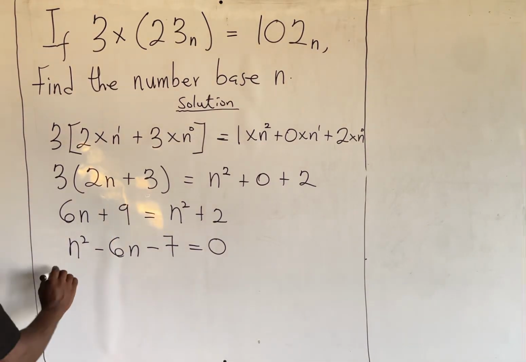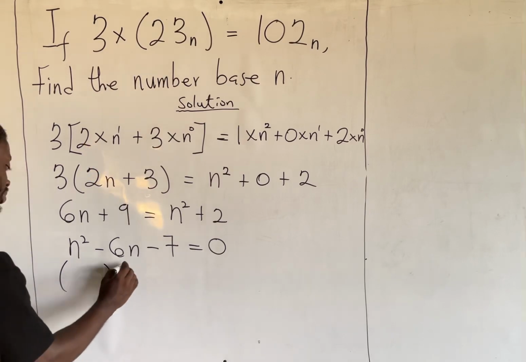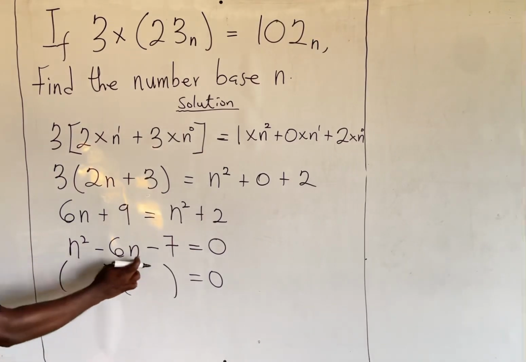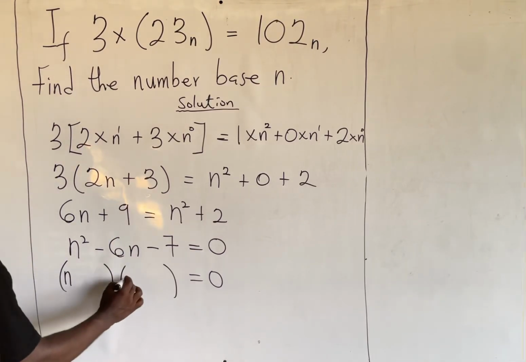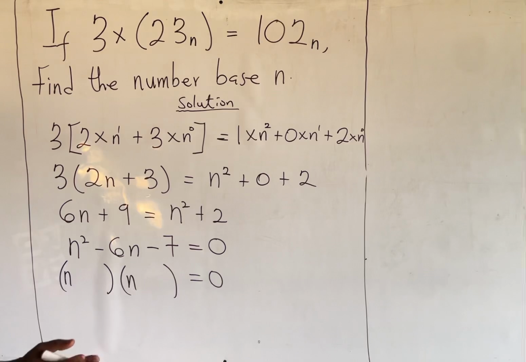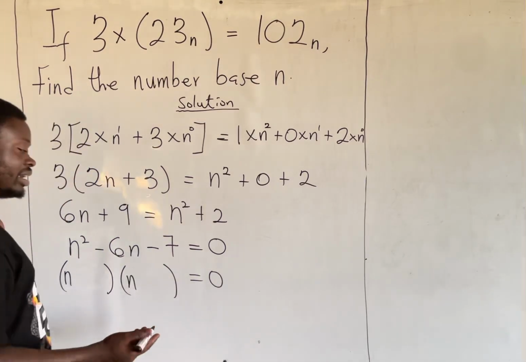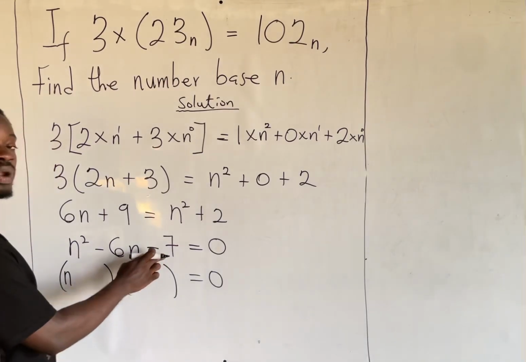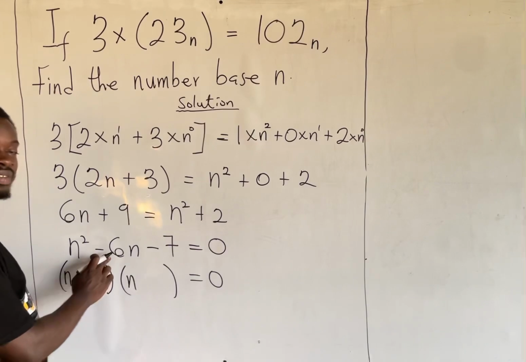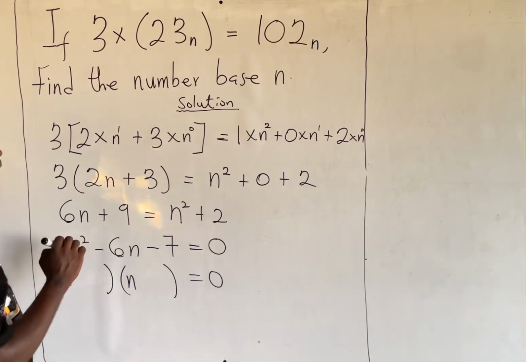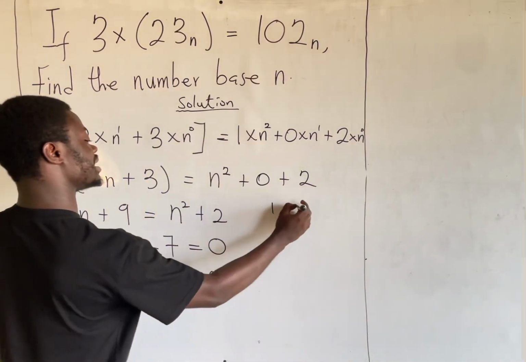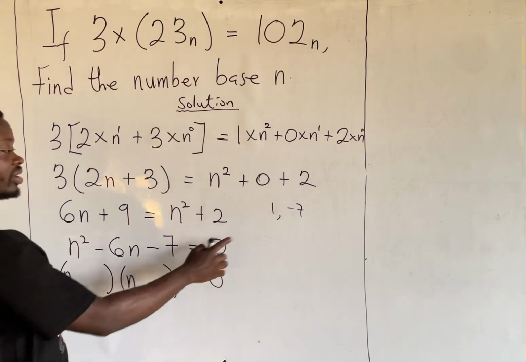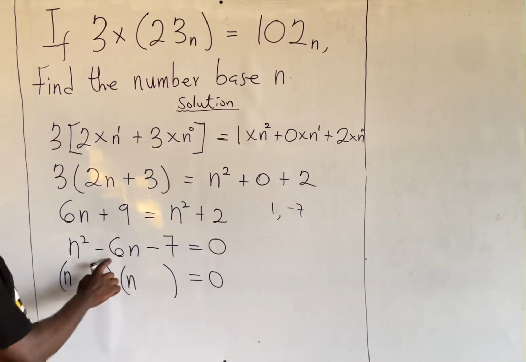Now that's what we are going to do. We are going to open 2 brackets. Then we equate it to 0. Since we are finding n, you write n here, and then you write another n here. Now we are going to find 2 numbers in which when we multiply, we are going to get negative 7, but when we add, we are going to get negative 6. So these numbers are 1 and then negative 7. 1 times negative 7 will give us negative 7. 1 plus negative 7 will give us negative 6.